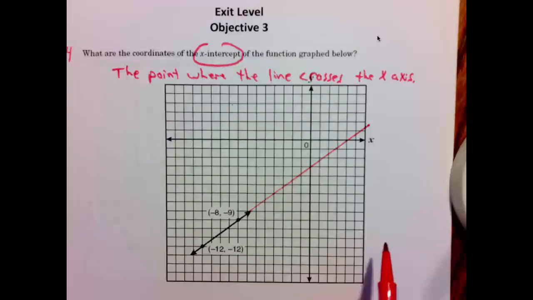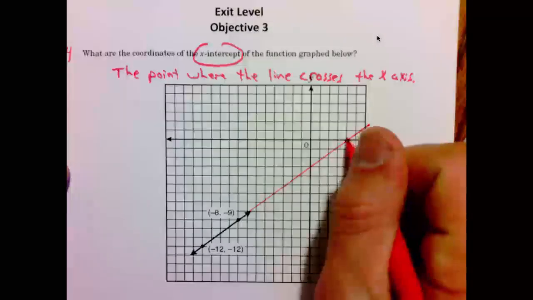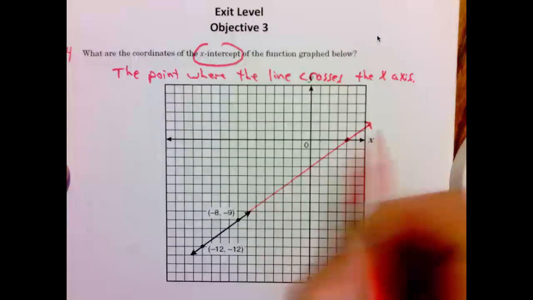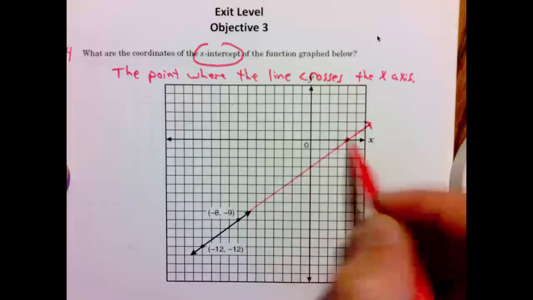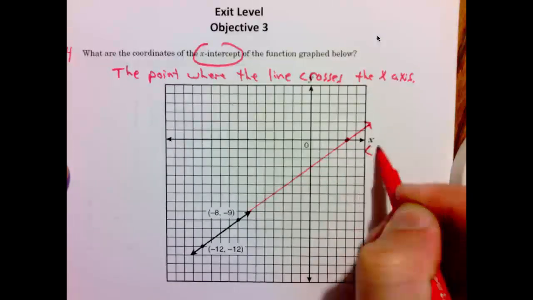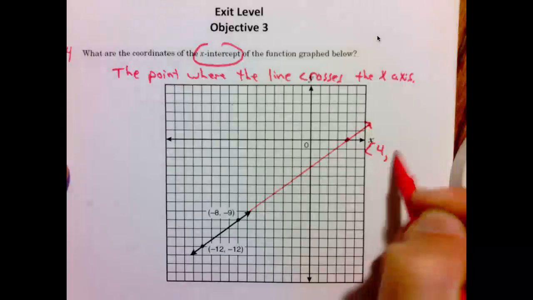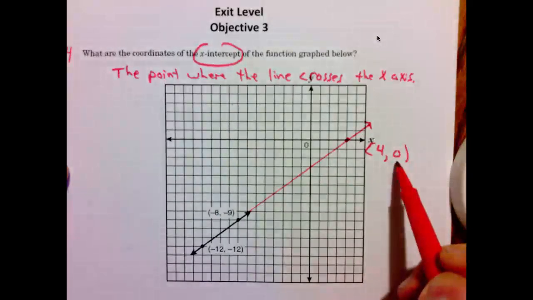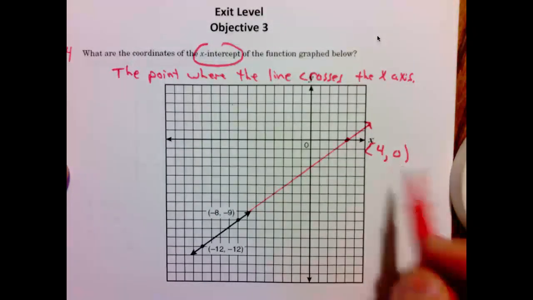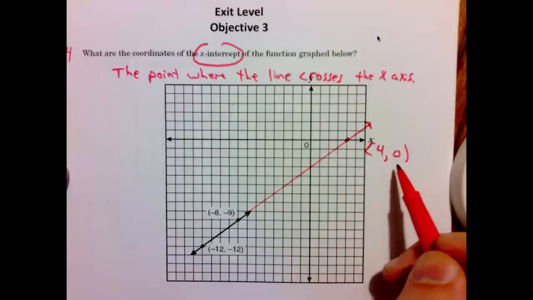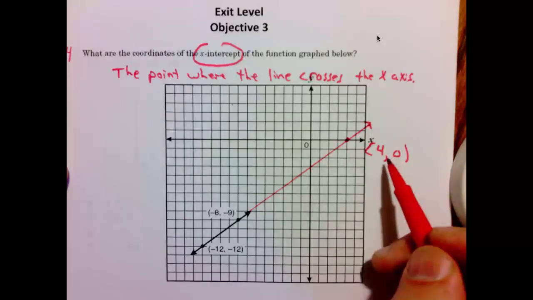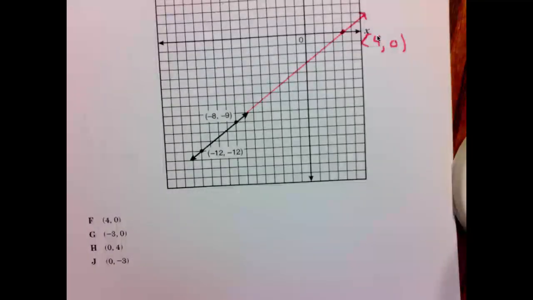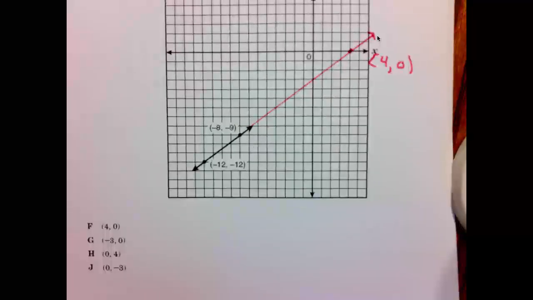Alright, once we extend the line, we see that there's the x-intercept. That point appears to be 1, 2, 3, 4, 0. At the x-intercept, we see that the y value is 0. The intercepts always have a 0 involved in them. The x-intercept has a y value of 0. X is 4 in this case. So number 4, the correct answer is F.